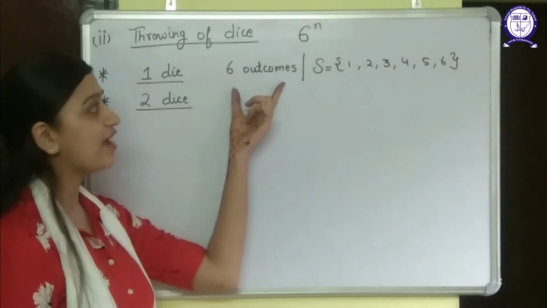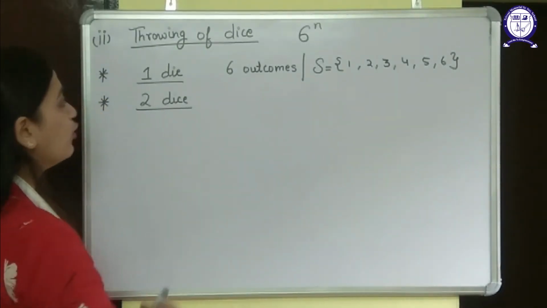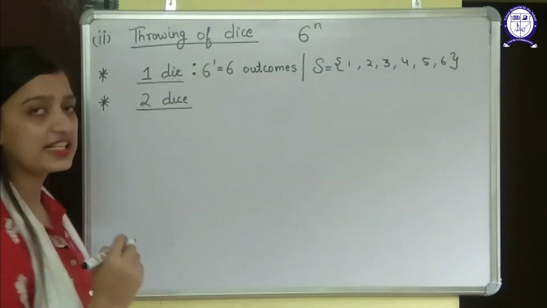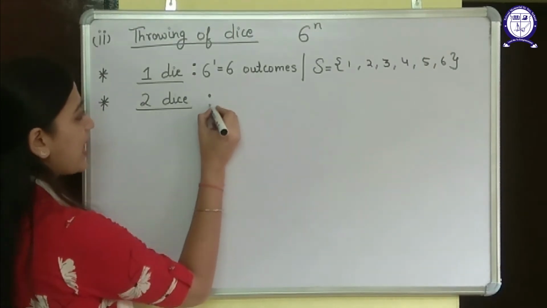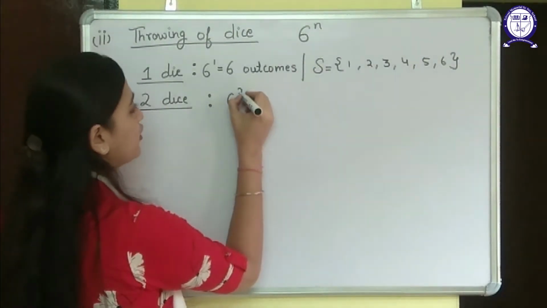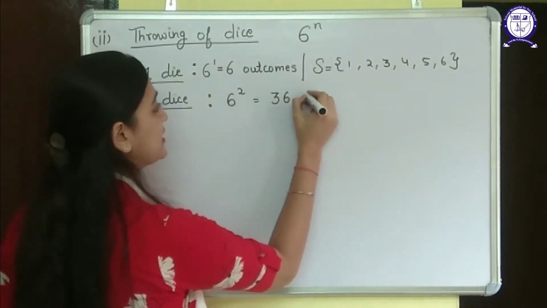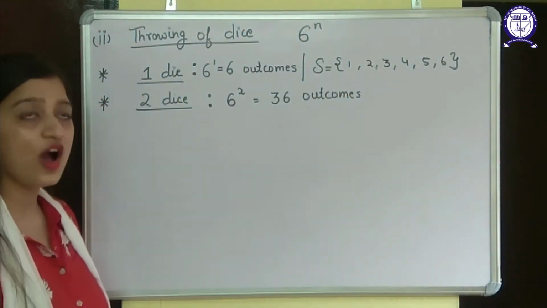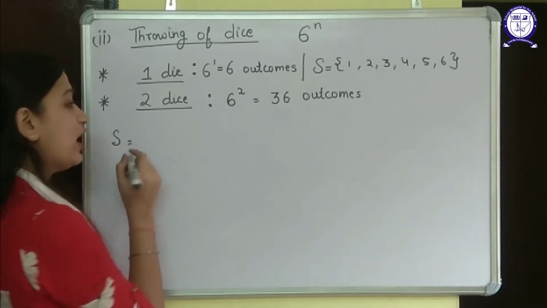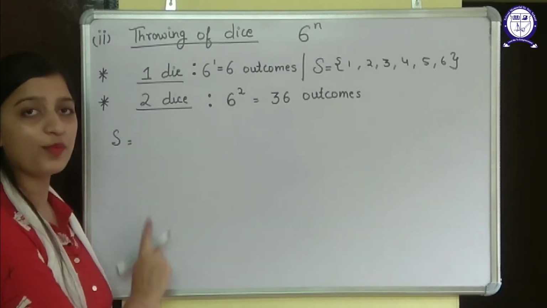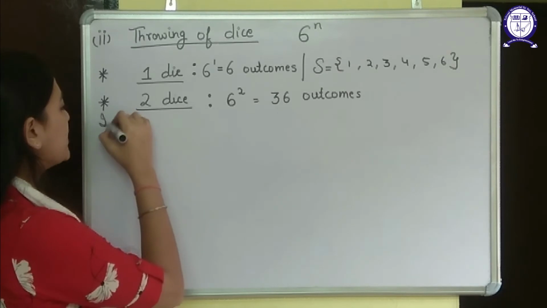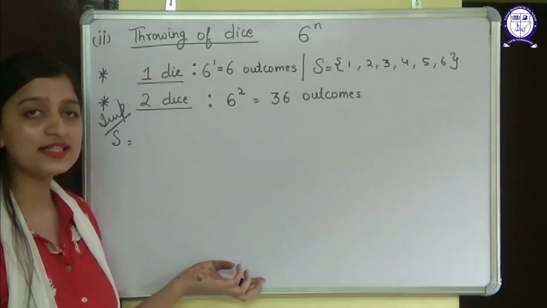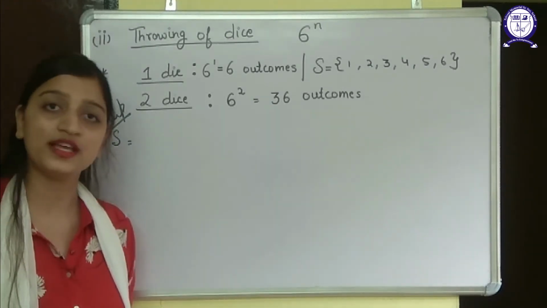So for the first case I will have 6 raised to the power 1. Right? That's why I got 6 outcomes. Similarly for 2 dice I will have 6 raised to the power 2, that is 36 outcomes. Okay? And now we will make the sample space for this. Now this sample space is the most important topic of this chapter because many questions are asked on this only. So you should know how to make this sample space and read the sample space clearly.